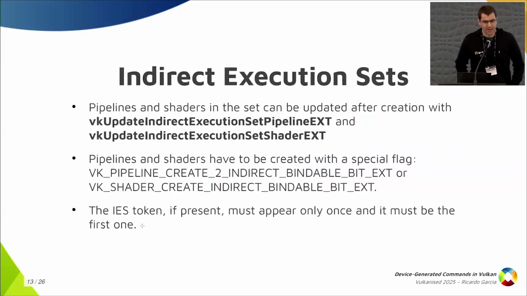So once you have that execution set created, you can use those two functions to update it, to add pipelines to that execution set. You need to take into account that you have to pass a couple of special creation flags to the pipelines and to the shader objects to tell the driver that you may use those inside an execution set, because the driver may need to do some special things for them. And one additional restriction is that if you use an execution set token in your sequences, it must appear only once, and it must be the first one in the sequence. And that's an additional restriction.